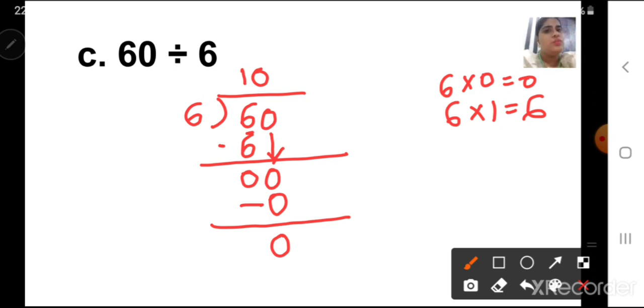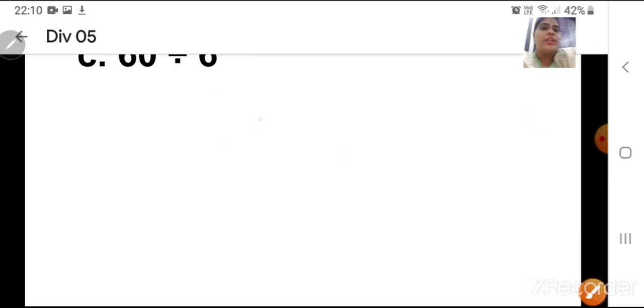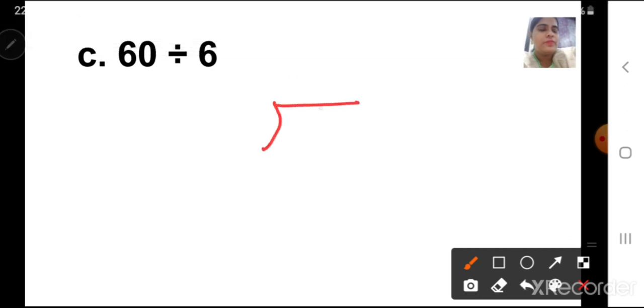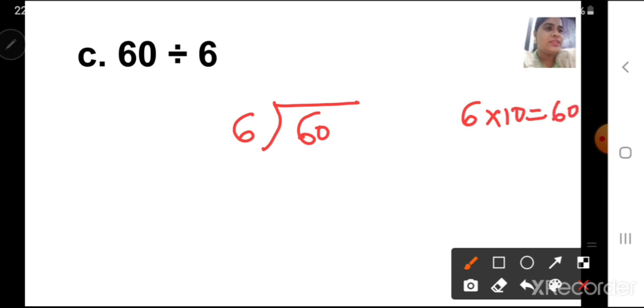This is one way. Otherwise you can do it directly also. 60 divided by 6. In 6 table you can see whether 60 will come or not. At what times it will come, children? 6 tens are 60, right? 6 tens are equal to 60. So directly 6 tens, minus 60, 0. This also you can do.